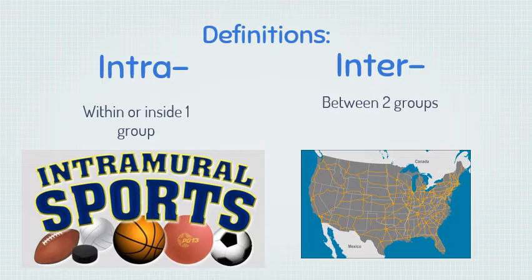On the other hand, inter is between two groups. So the best example of this that I've got is the interstate system. Interstates, if you drive on them, can take you to other states. You can leave Tennessee on an interstate because they connect multiple states. I always found it funny though that there are interstates in Hawaii, which you can't actually connect to another state, so it kind of defeats that definition there.